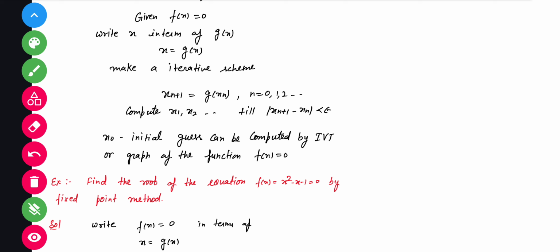So we need to check the g of x. We need to choose whichever g of x converges, and that will give us the fixed point value. So how do we know which g of x converges? Converges means that the difference between the values decreases. If the difference between the functional values decreases as the value of x increases, then we can say it is a converging function.